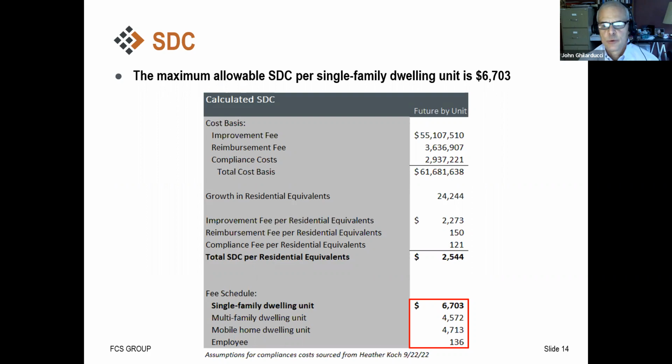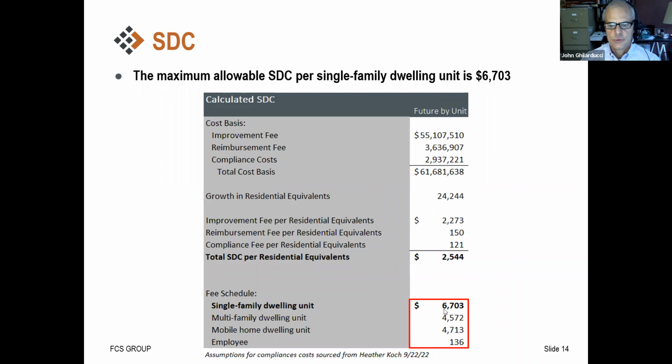We've calculated the individual fees, which are simply the cost bases divided by that growth. So the resulting improvement fee, $2,273, the reimbursement fee, $150, and the compliance fee, $121. The total, $2,544 per residential equivalent. And then using the average occupancy statistics, we're able to convert those into charges per dwelling unit type, and then per employee, which will again be actually applied by square footage and business type.